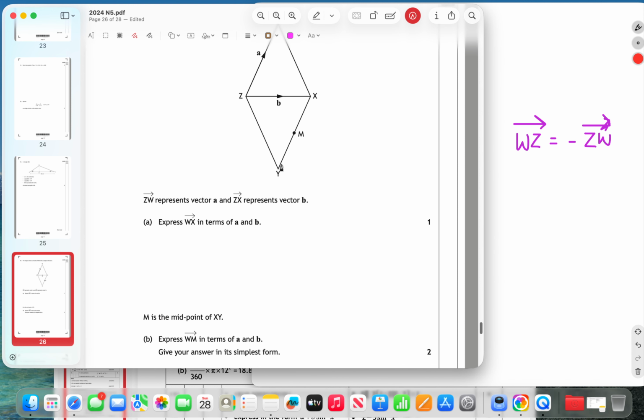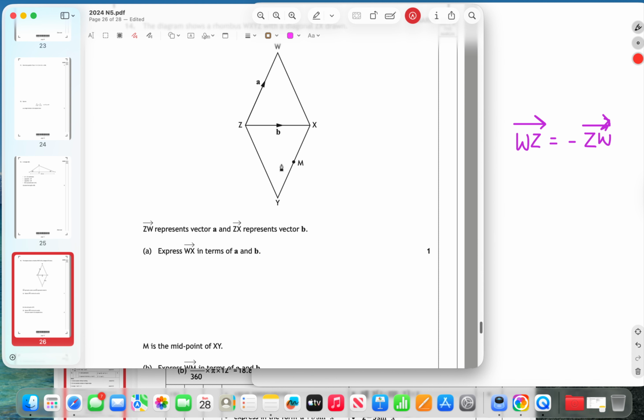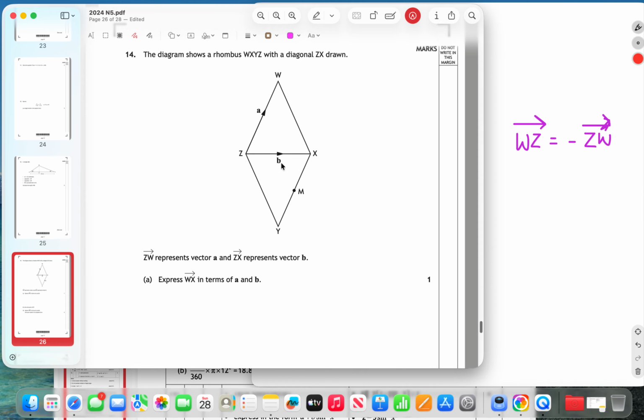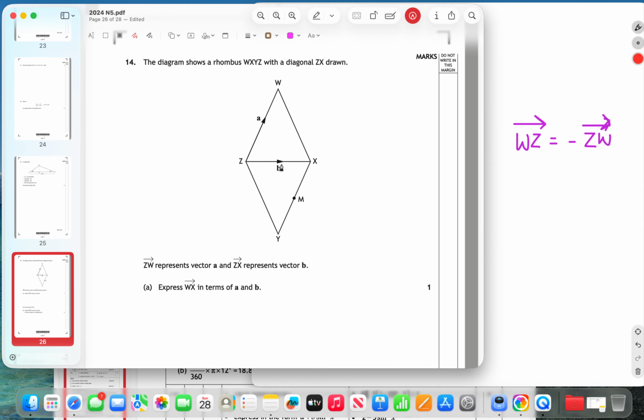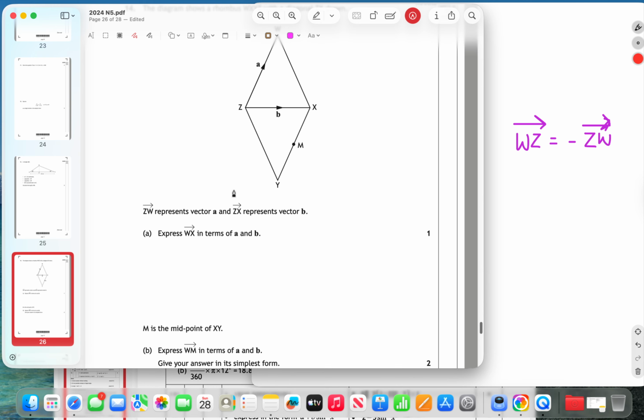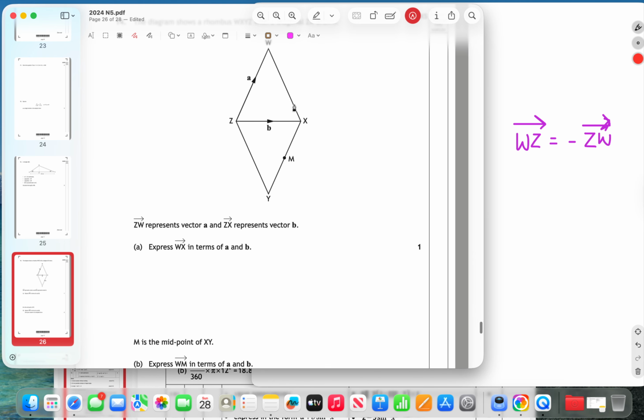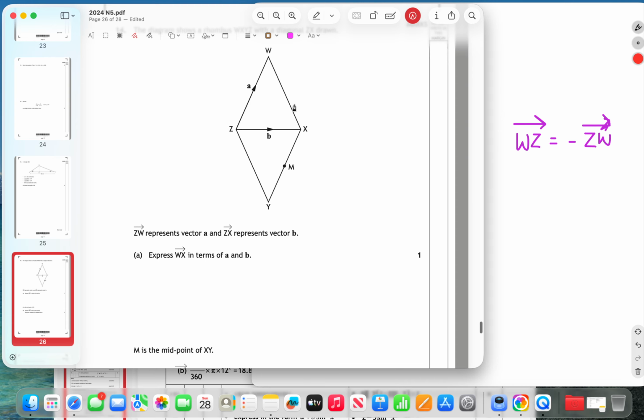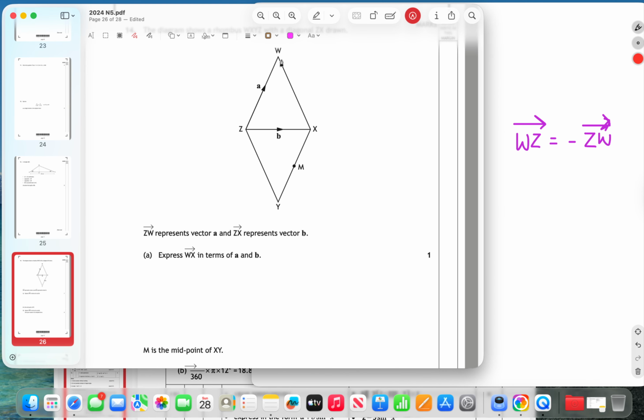Now on to section B. M is the midpoint of XY. Express WM in terms of A and B. Give your answer in its simplest form. So this one's a bit more difficult, and you should pause the video if you want to have a go at it. I will continue now.